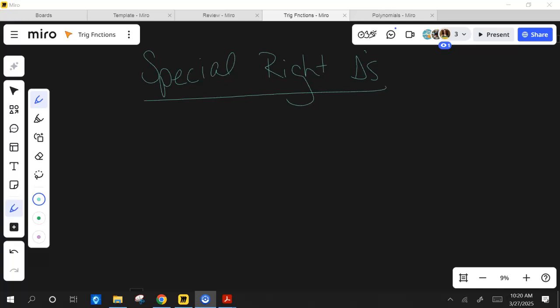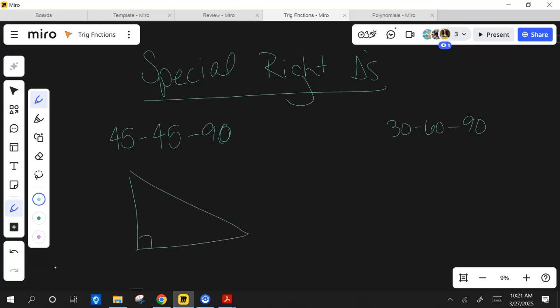And those, yes, that's right, are 45, 45, 90, which these describe angles, by the way. 45, 45, 90 triangle and a 30, 60, 90 triangle. Now, what does this mean? This means that these angles are both 45 degrees.